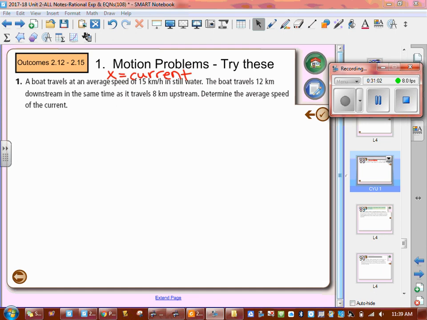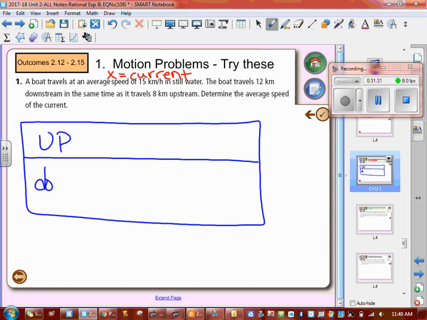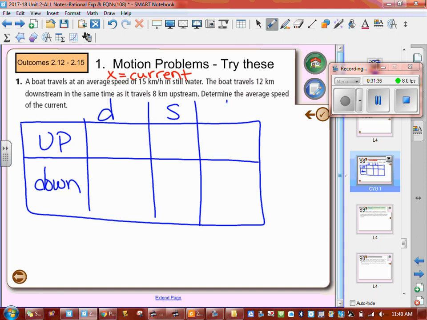So that means I'm going to be setting up my equation as upstream equals downstream. The distances are different, so we need to set up our chart. We've got our upstream and our downstream, and distance, speed, time. Upstream, he travels 8 kilometers. Downstream, he's going 12 kilometers. So the distances are not equal this time.